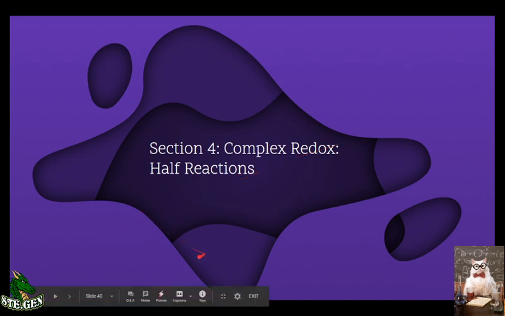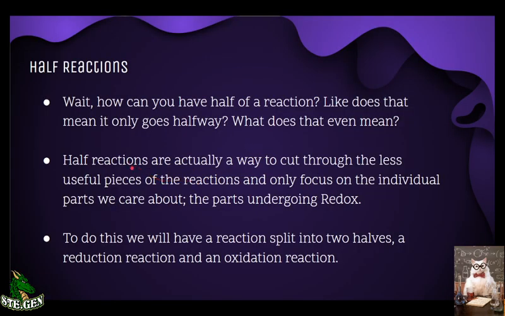All right, we are into section 4, which is complex redox, and these are going to specifically involve half reactions. And I'm sure some of you might be thinking, well, how can you have half of a reaction? Like, does that mean it only goes halfway? Like, what does that even mean? The real point of half reactions is we're trying to cut through the problem and really get to the most important piece in the reaction. We only care about what is actually undergoing redox, the elements that are oxidized and the elements that are reduced, or element if there's only one. To do this, we will have a reaction split into two halves, a reduction reaction and an oxidation reaction. We're just going to basically pull them apart.